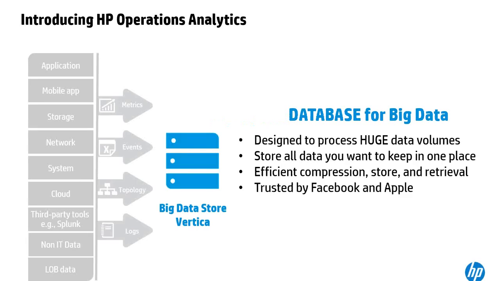So all this data, huge volumes of data, how can we possibly store, analyze, and retrieve it in a very efficient way? It is possible because under the hood of our product, we have a big data store delivered by Vertica. Vertica has been designed from the ground up to process huge volumes of data, and it allows you to keep all your performance data, all your availability data, all your log data in one place. We're very efficient at how to compress, store, and retrieve this data.